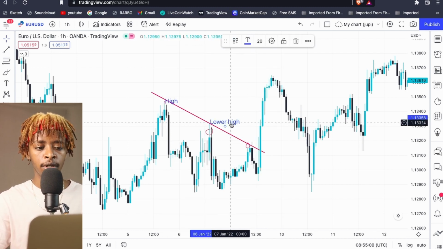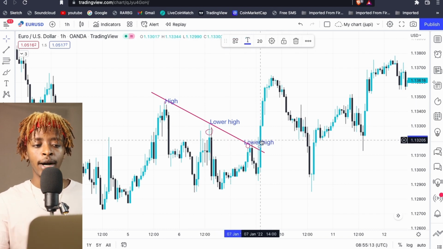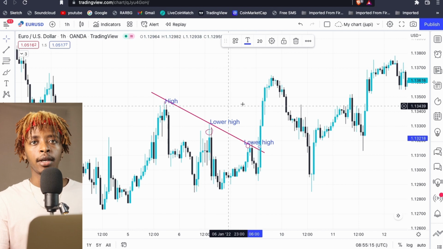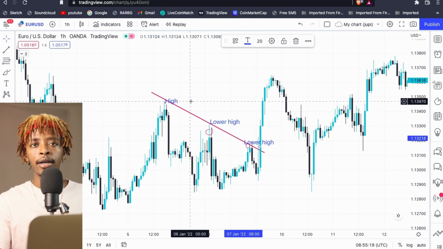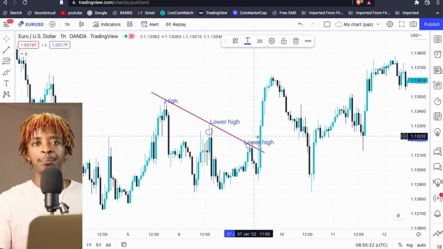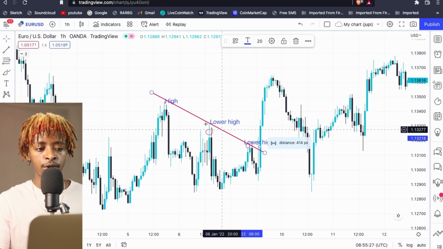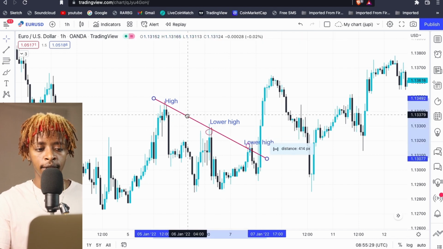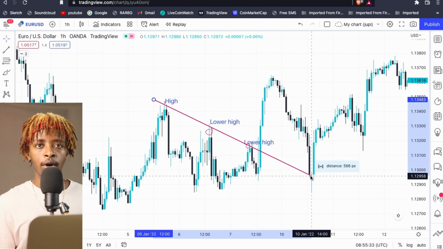And we can copy this one here. Whenever the market is creating this type of pattern, it is telling us something. Here it has a high, then a lower high, and the third one a lower high. That is an indication of the market trending downward. So you need to put a trend line there, connecting those points together like this. This indicates that the market is trending downward.